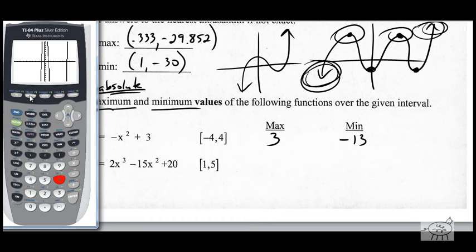So let's set our window between 1 and 5. And then we hit graph. So what's going on here is you can see right here in this one spot at 1, it's going down from there. So I'm just going to zoom out again.